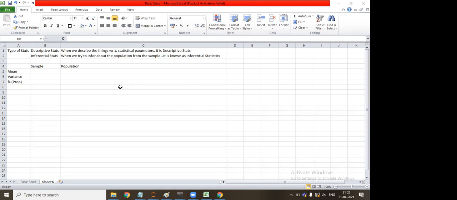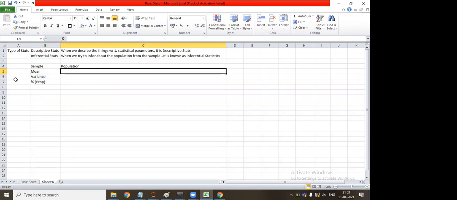So we have to calculate this parameter for both sample and population and we'll compare them. Which parameter? Mean, variance, and proportion, whichever you are given. Whenever we have this variable available for a sample, then with the help of hypothesis testing we can reach the population mean, population variance, or population proportion.